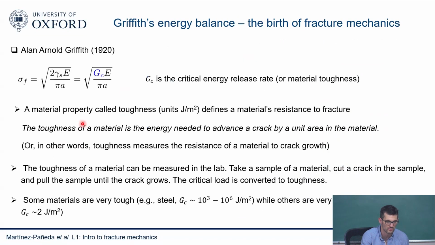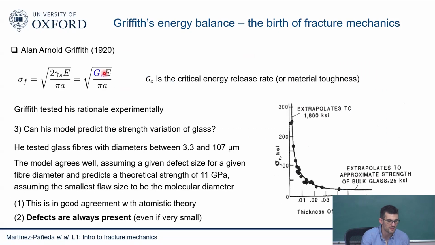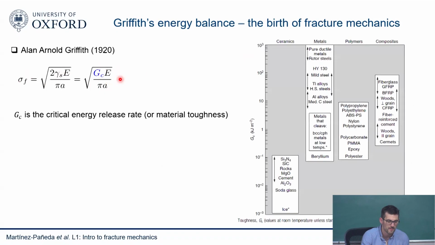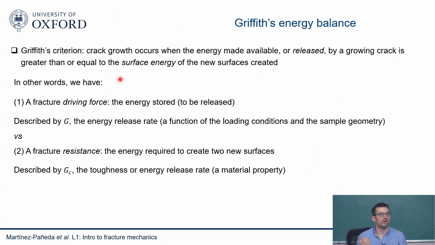So if we go back to this equation here, you have basically the fracture resistance GC, and then the rest of the thing depends on the crack size and the material properties. We can group these two into a material property, and then you have something that depends on the applied load and the crack size. So you have basically a fracture driving force that tells you how much energy is being stored in your material that is going to be released when the crack grows, and that is described by G, the energy release rate.